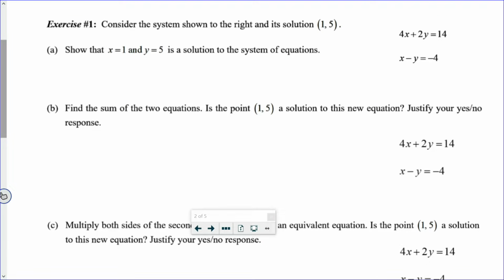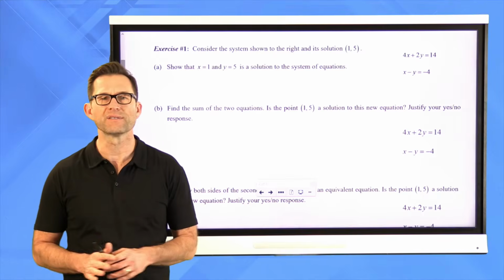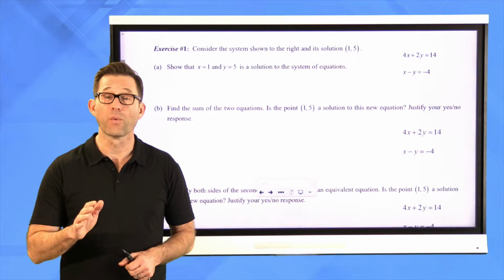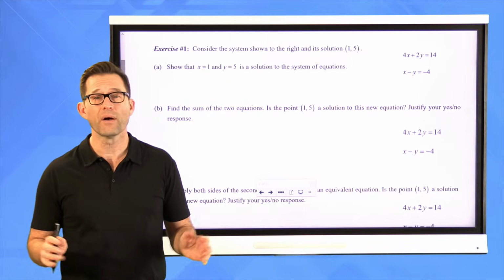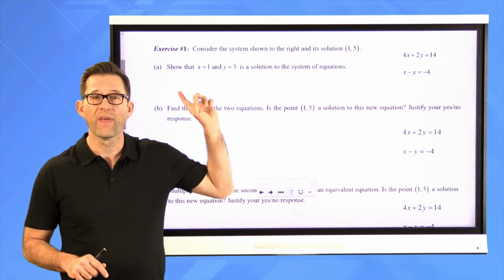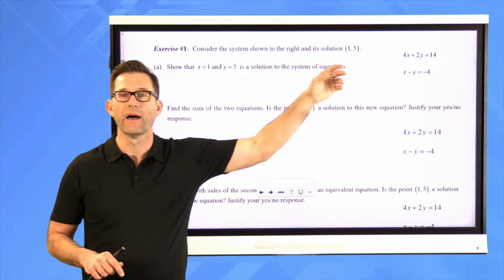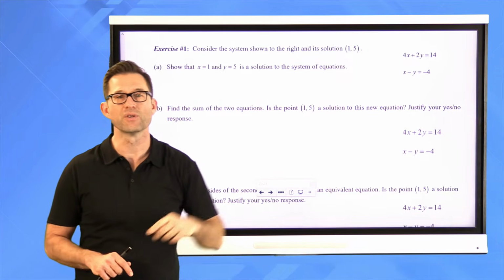Consider the system shown at the right and its solution (1, 5). 4x + 2y = 14, and x - y = -4. Letter A, show that x = 1 and y = 5 is a solution to the system of equations. All right, awesome. We have definitely done this quite a few times already. I'd like you to pause the video and show that x = 1, y = 5 is a solution to the system shown.